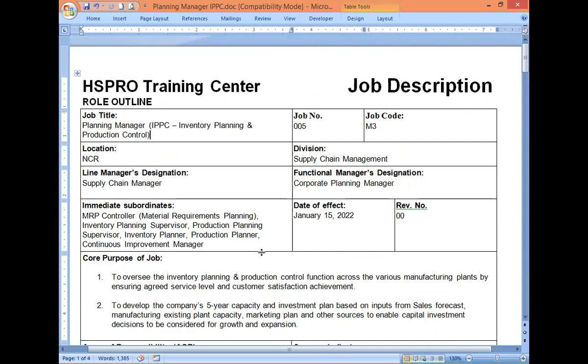And I hope you would do your own practice on your own time, and doing the practice of writing some job descriptions for managerial positions.